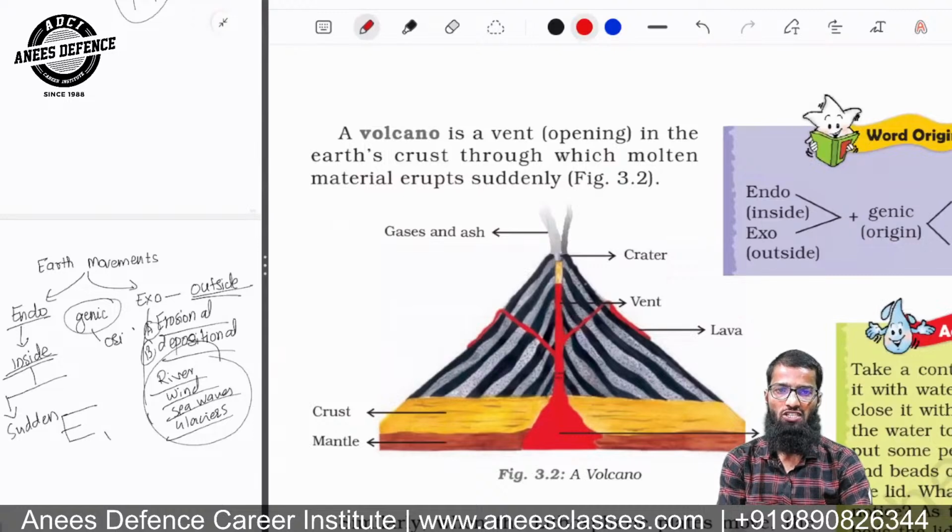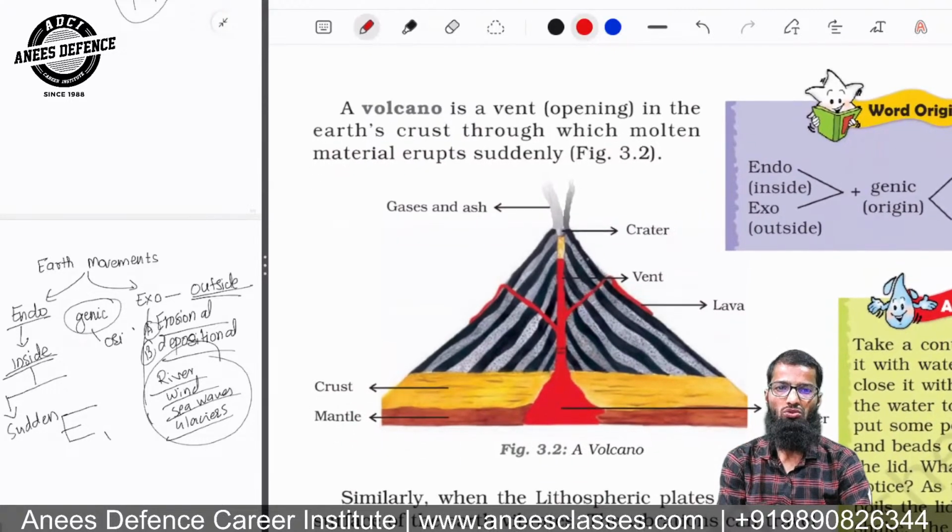And now the next thing we can look at is the volcano. A volcano is a vent opening in the earth crust through which molten material erupts suddenly. Earth has crust, mantle, and core. The molten magma which is erupting from the earth crust can be called a volcano. So it is also a type of endogenic force. I have given you an example.